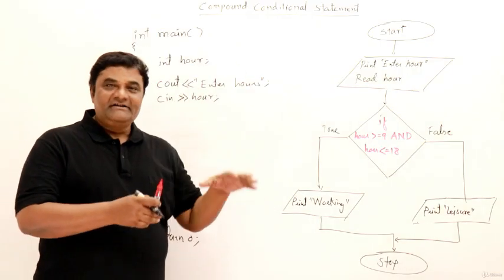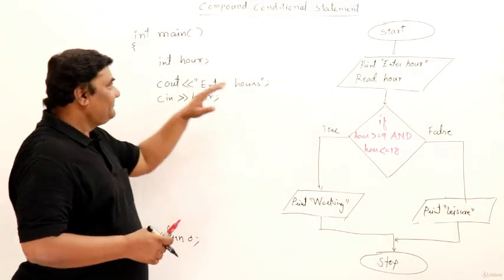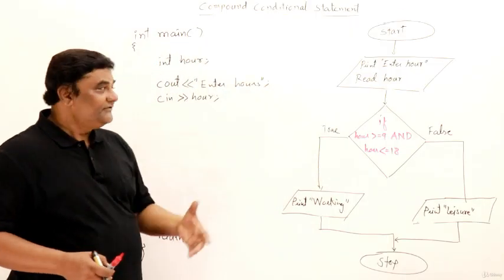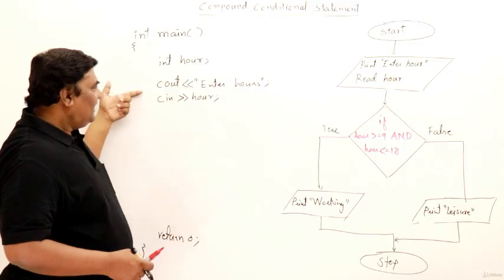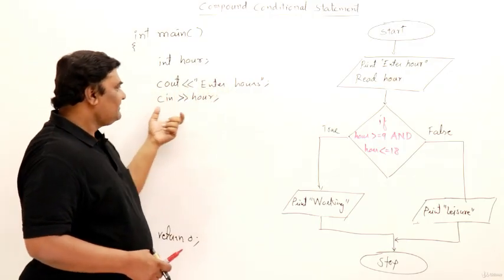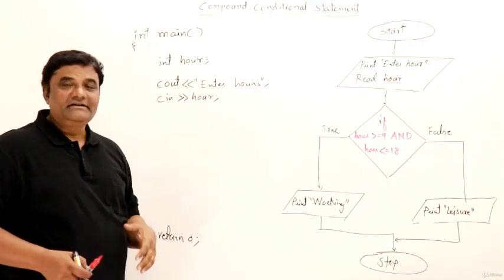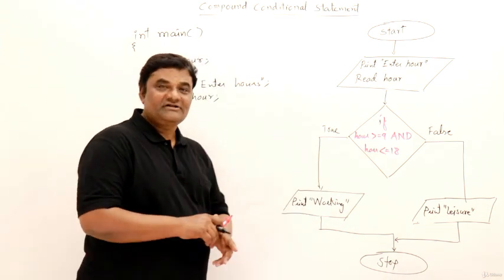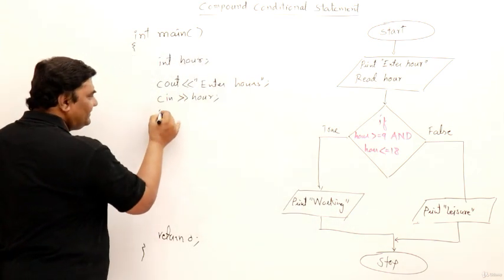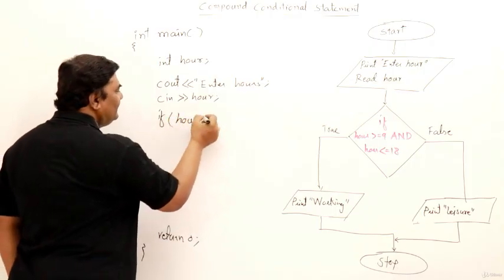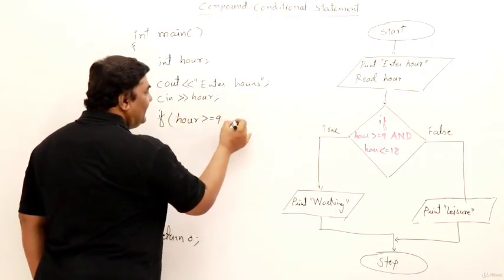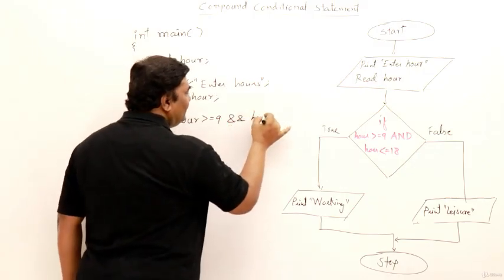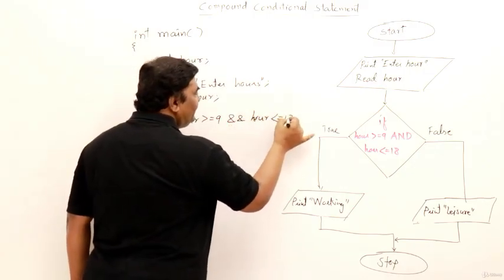So already I have prepared a few statements in the program. See, this is the main function, and in this program we first need one variable, so we should declare the variable. Then I have a message, enter R, then reading R, right? Now I have to display either working or leisure. So here I will write a condition: if R is greater than or equal to 9 and, this is in C++, R is less than or equal to 18.